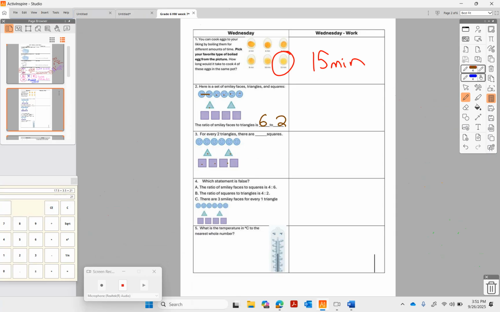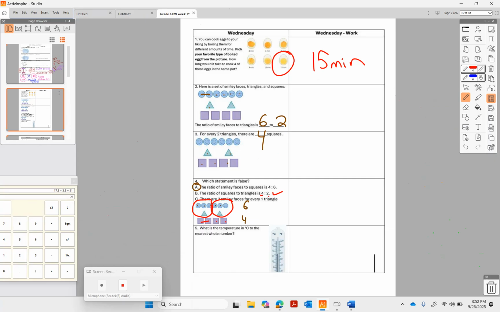I can do that. Which statement is false? Sorry. The ratio of smiley faces to squares, 1, 2, 3, 4, 5, 6 is 6. Oh, that's the one that's false because they have it backwards. Okay? I just want to check the others. The ratio of squares, 4 squares to 2 triangles, that's correct. And there are 3 smiley faces for every 1 triangle. So I want you to see that. I could group 3 smiley faces with 1 triangle. So letter A is the one that is false.